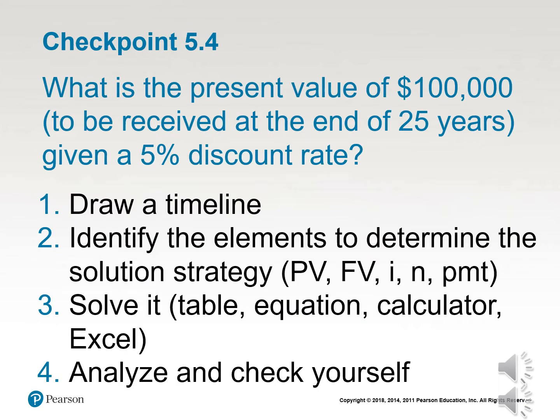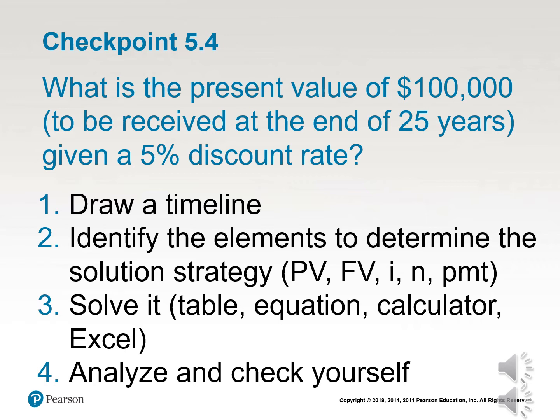Let's get started by jumping right into our first problem. It asks, what is the present value of $100,000 to be received at the end of 25 years given a 5% discount rate? What this question is asking is, what is today's value of $100,000 that we plan to receive in 25 years if we can invest at 5%? What do we have to invest in order to have $100,000 25 years from now?